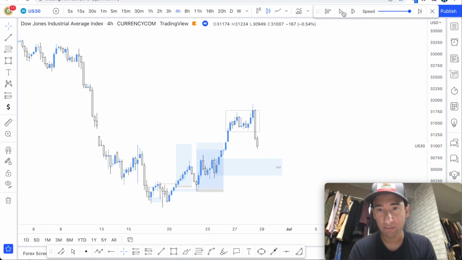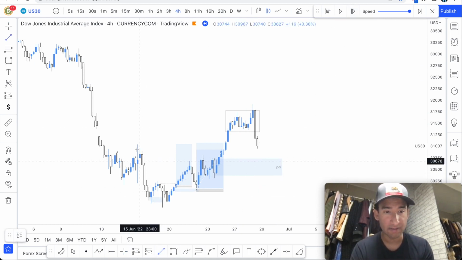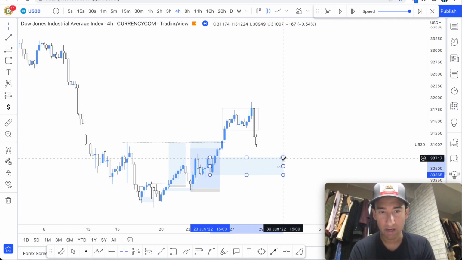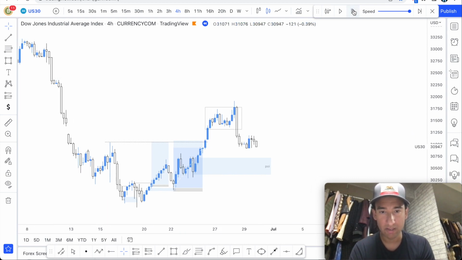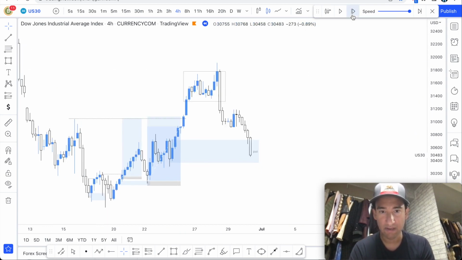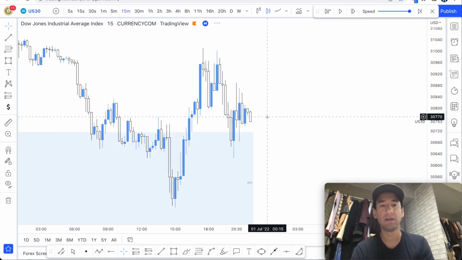Now that we see price breaking bearish here, we know where price wants to go based off of this break of structure. Okay, and we know that this is the area where price wants to come to, right? So let's see what happens. We can either look for a sell or for a buy potentially here. Okay, price has come in and touched here. Now let's go down to our 15-minute and see what happens.